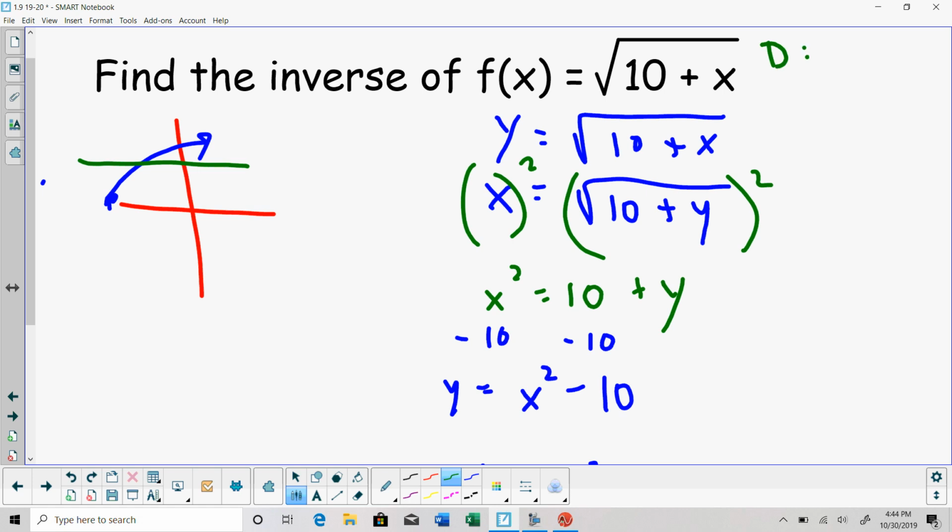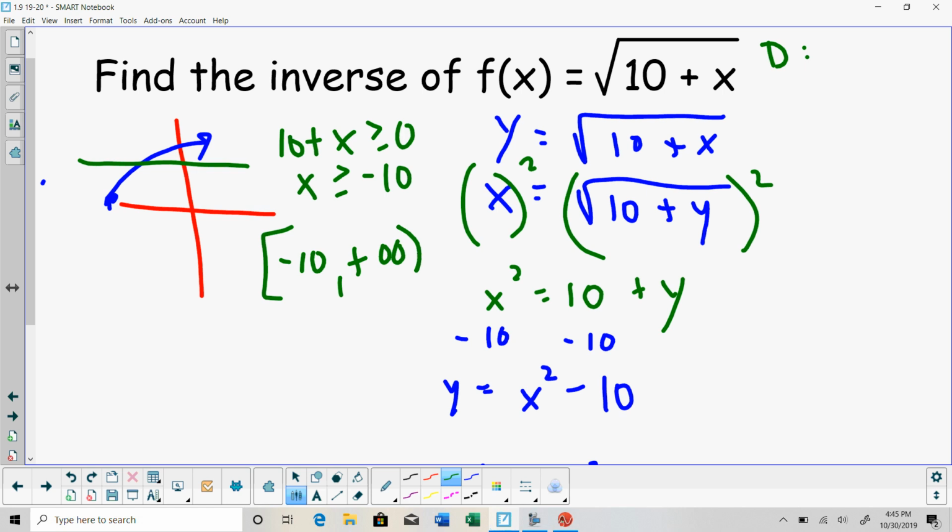The domain for our f of x function, we can't have any negatives under there, so 10 plus x has to be greater than or equal to 0. Let me do that off to the side here. And if I subtract 10, I get x is greater than or equal to negative 10, which means my domain is negative 10 to positive infinity. I'll write that right here, negative 10, positive infinity.